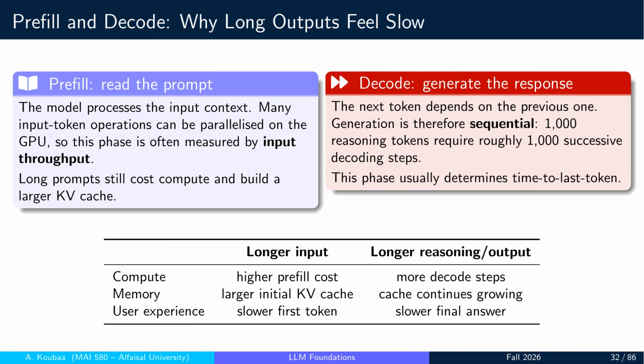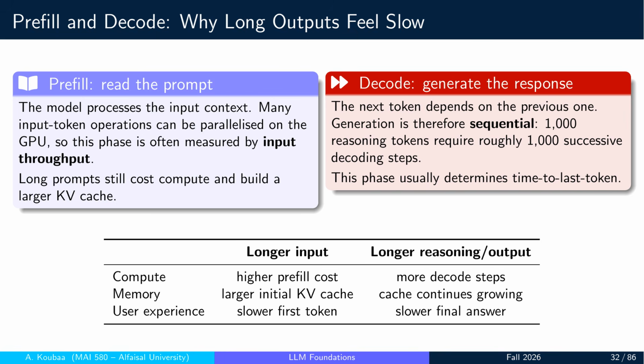Inference has 2 phases, and the slide separates them because they behave differently. Read the left column. Prefill reads the prompt. The model processes the input context. Many input token operations can be parallelized on the GPU, so this phase is often measured by input throughput. But a long prompt still costs compute, and it builds a larger KV cache.